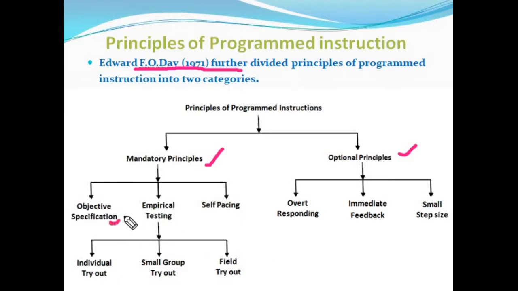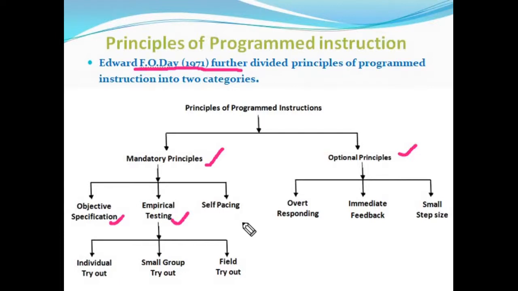First one is the principle of objective specification. That is, every program has its instructional objectives that are to be achieved, and these are written in behavioral terms. Second one is empirical testing. In order to develop an authentic, valid and reliable program, we need to test empirically. This empirical testing is done in three phases. The first phase is individual tryout. The rough draft of the program is administered on a single student.